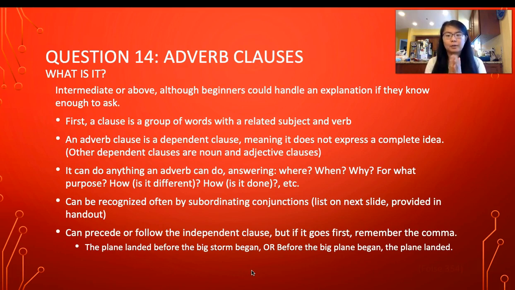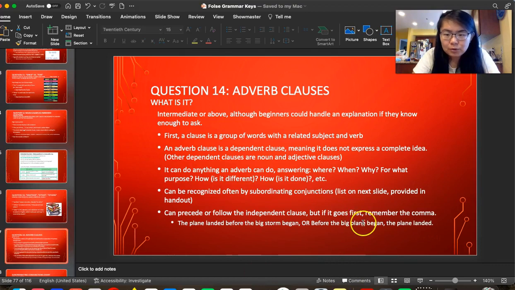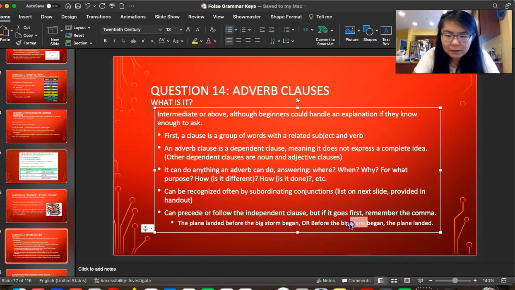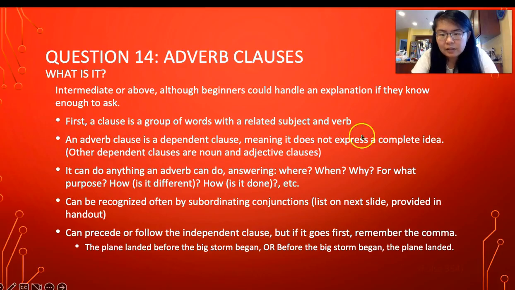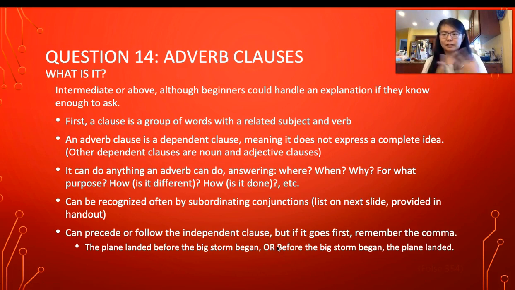And then before the big, that's a typo. Before the big storm began, the plane landed. This is an example with the adverb clause in the front. Before the big storm began, comma, the plane landed.